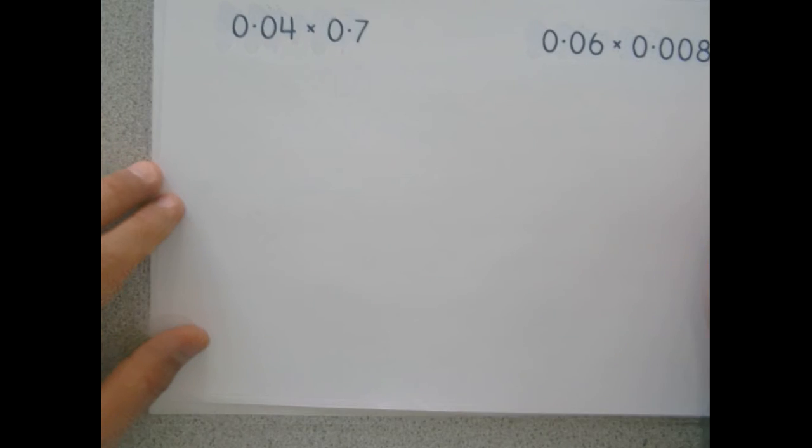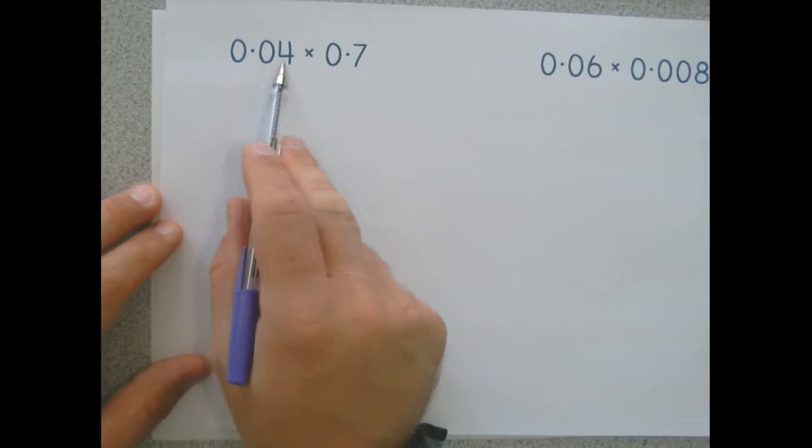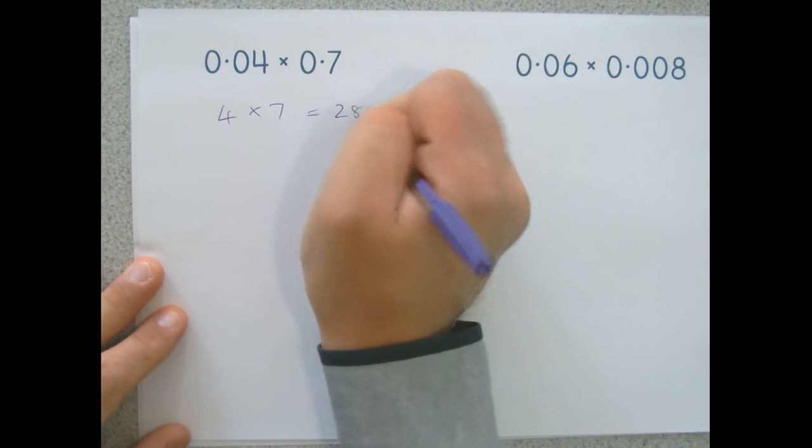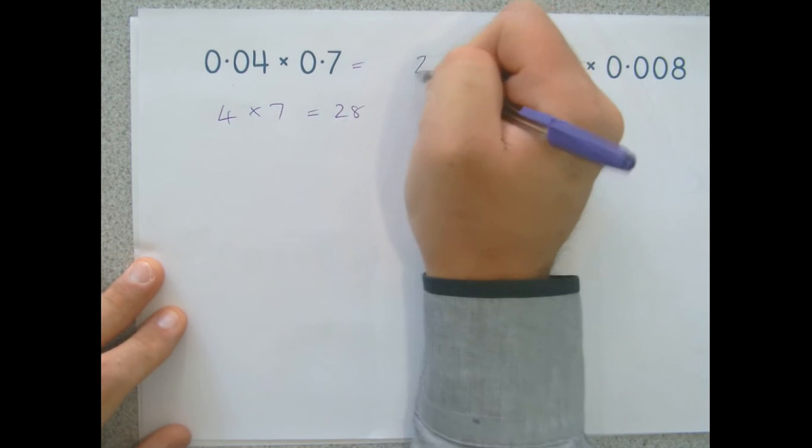Second page here, right now, it doesn't matter if you've got like hundredths here and you can see thousands here. What you do is, of course, you ignore the decimal points. You just multiply the non-zero numbers. 4 times 7, okay, which is 28. Right, so we write our answer here.